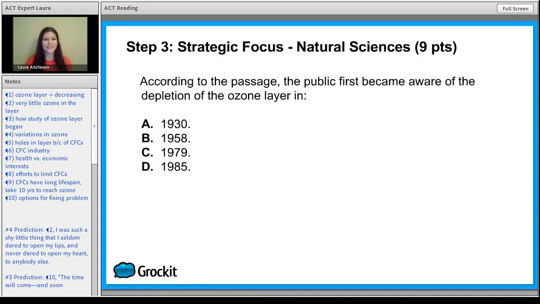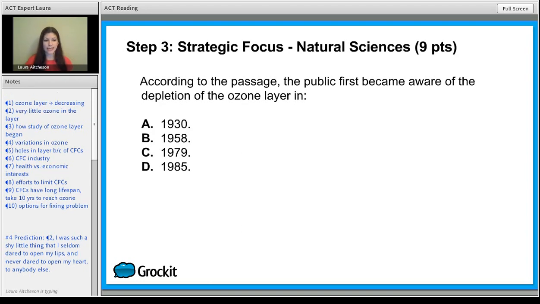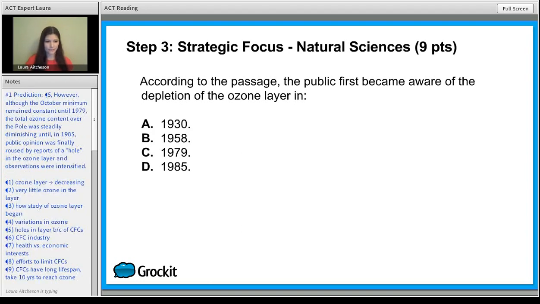Question number 1. This one's an awesome one because you can actually go back to the passage and figure out exactly where it said. So if you were circling dates, scan for dates. And you're going to see in paragraph 5, it says, however, although the October minimum remained constant until 1979, the total ozone content over the pole was steadily diminishing until in 1985, public opinion was finally roused by reports.